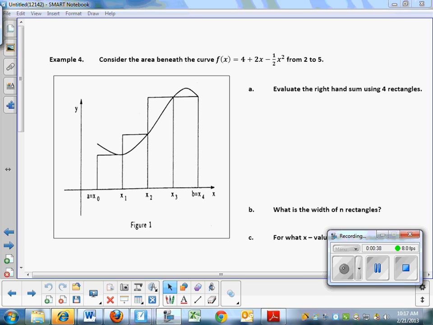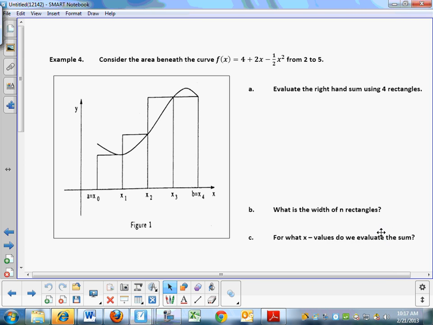Oh my. Yes, very good. Okay. The region from 2 to 5.